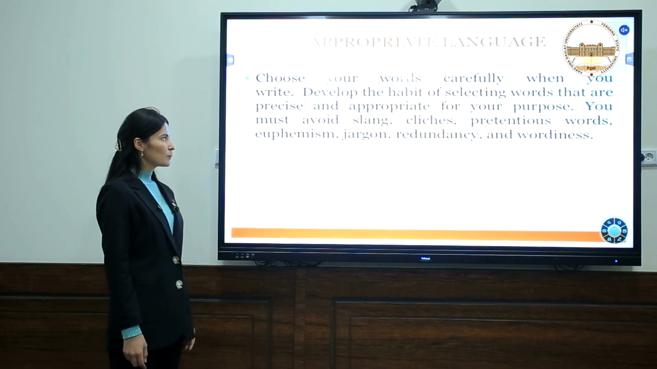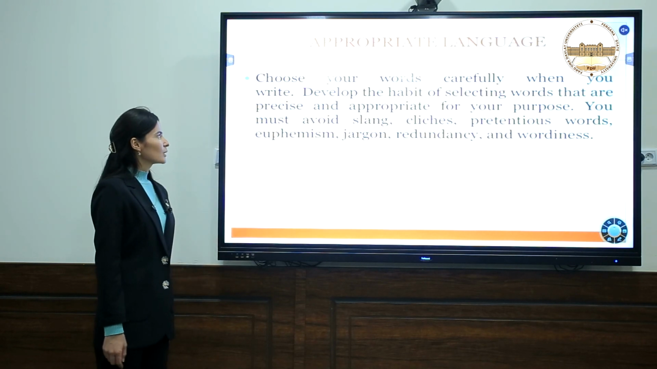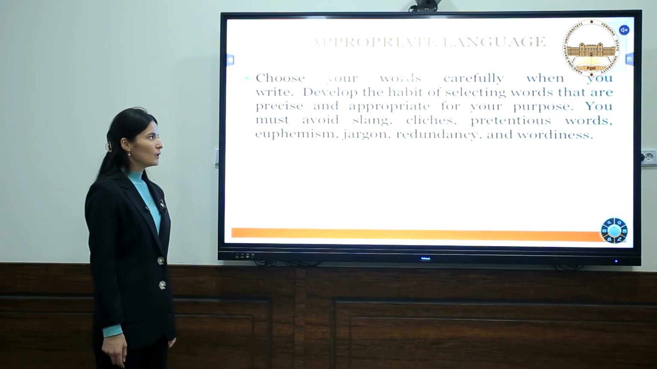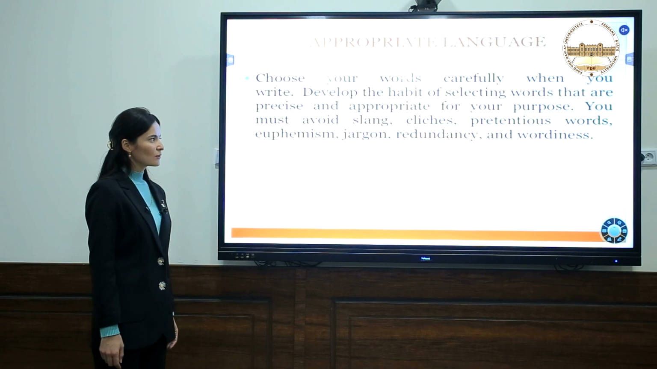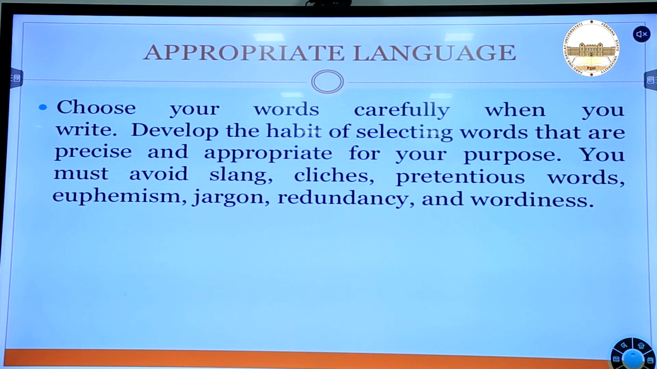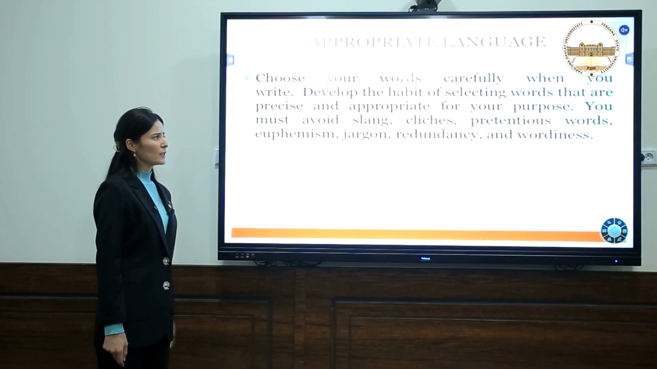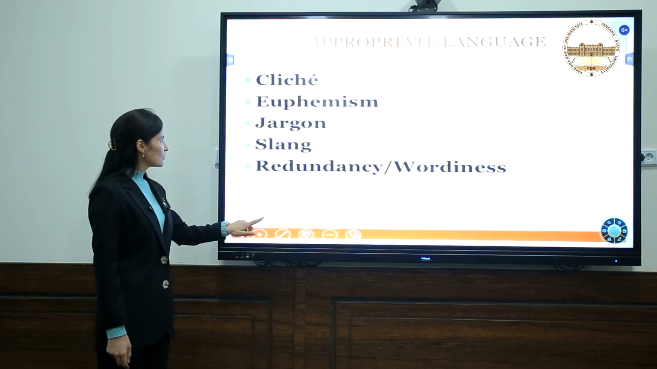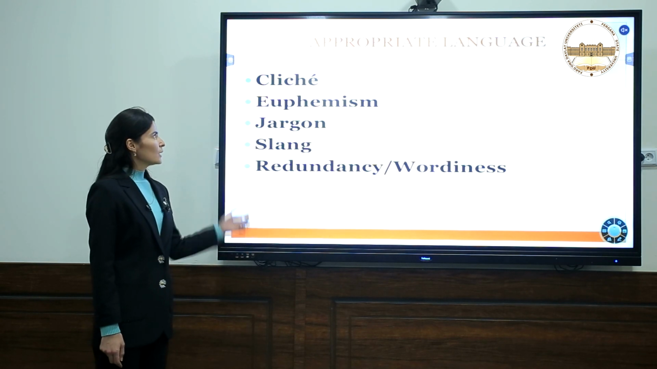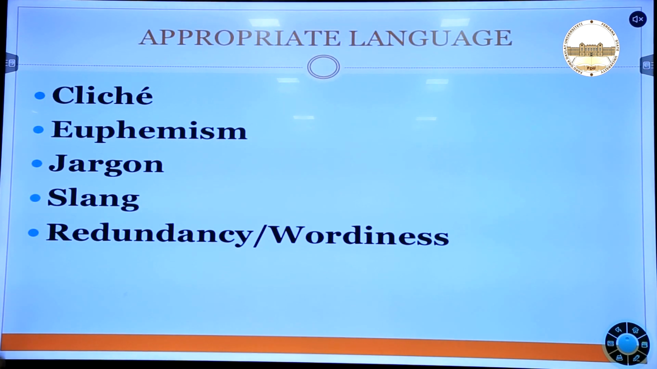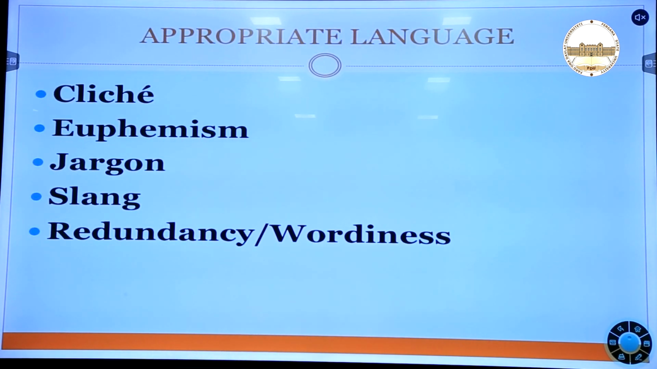So, by means of developing the habit of selecting words that are precise and concise in meaning, and also appropriate for your purpose, you must avoid slang, cliches, pretentious words, euphemism, jargon, redundancy, and wordiness. Yes, these are the aspects of appropriate language use. So here we will move on to the next. What we will see in the whole presentation here: cliché, euphemism, jargon, slang, redundancy, and wordiness.